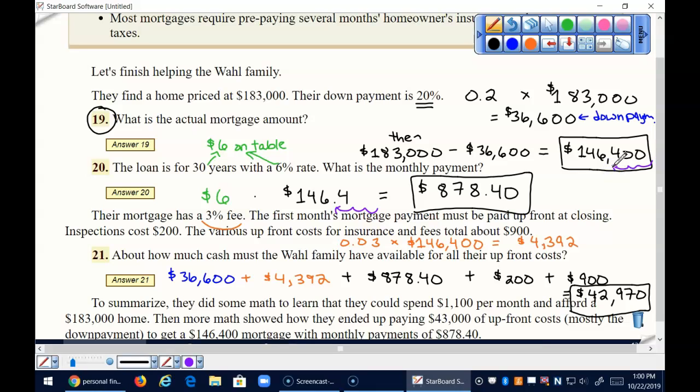So the $6 is per thousand. So I have to do 3 decimal scoops to change this number from counting in ones to counting in thousands. So I do my 3 scoops to whatever the number is for the mortgage size. Make this look like a better 3 scoops.